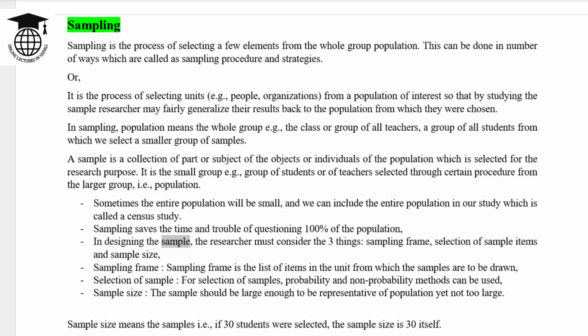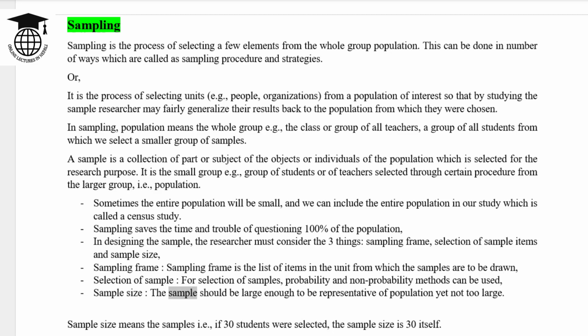In designing the sample, the researcher must consider three things: sampling frame, selection of sample items, and sample size. Sampling frame. Sampling frame is the list of items in the unit from which the samples are to be drawn. Selection of sample. For selection of samples, probability and non-probability methods can be used.